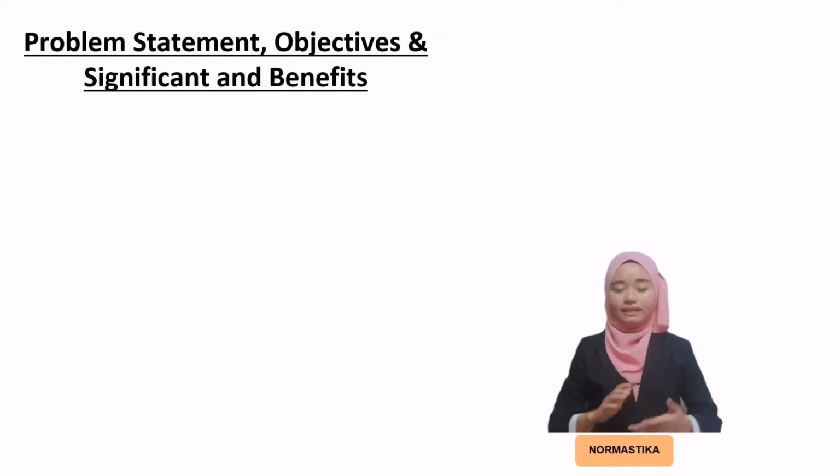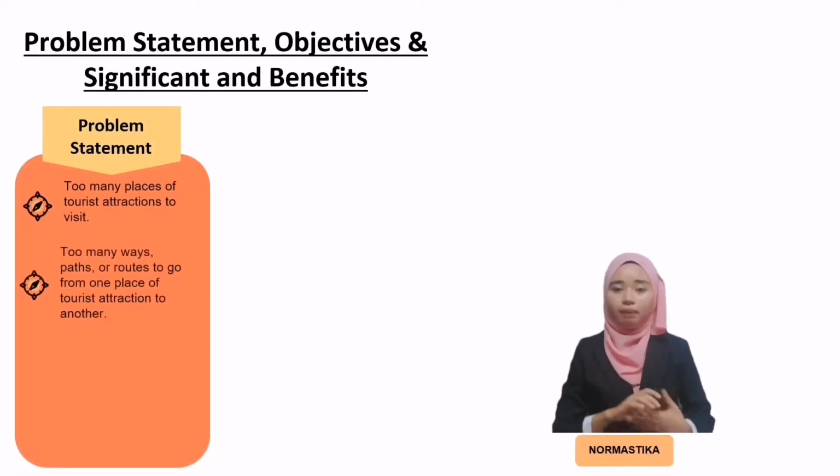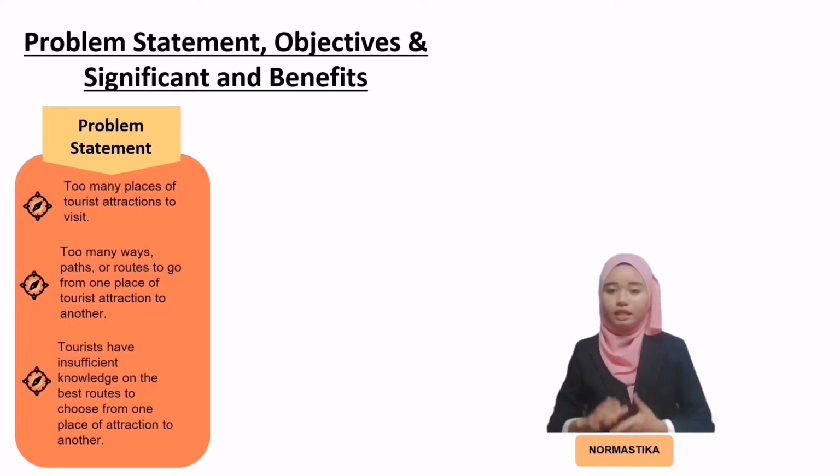Problem statement, objectives, and significance and benefits. The problem that tourists face during traveling is that there are too many attractive places that they can visit, too many ways, paths or routes to go from one place to another, and tourists, especially international tourists, have insufficient knowledge regarding the tourism places. This problem may cause an increment in tourist budget allocation and will consume a longer time during traveling. Consequently, tourists will not be able to experience as many places they are interested in.